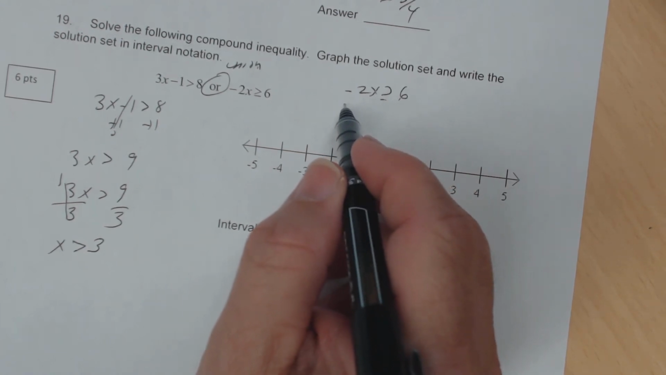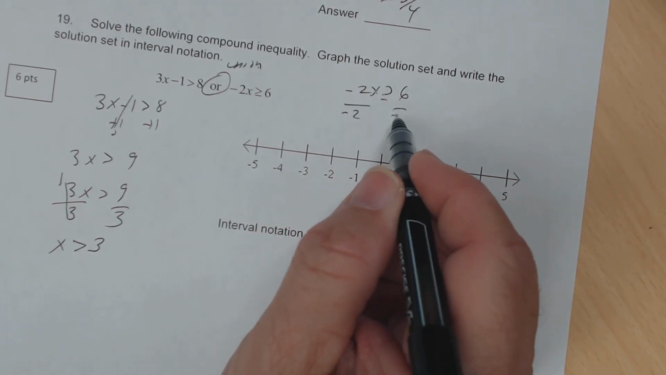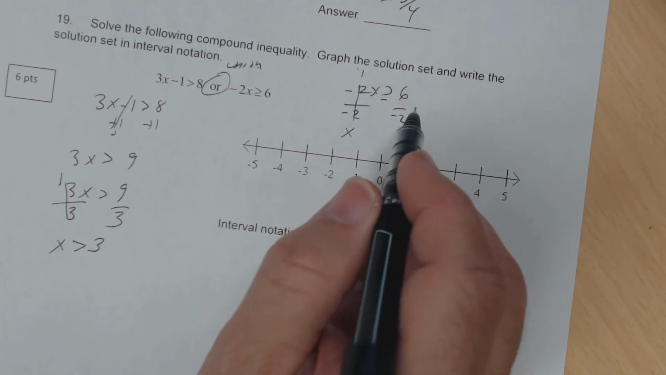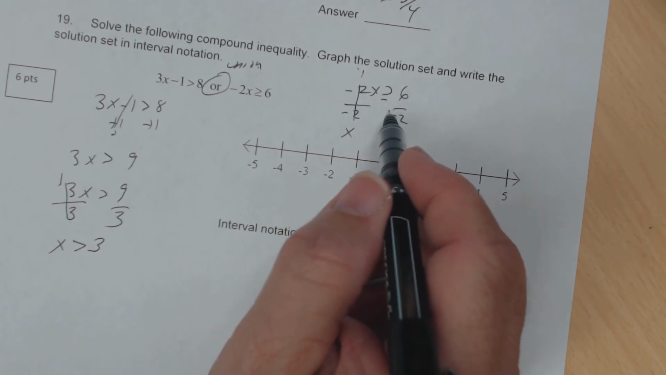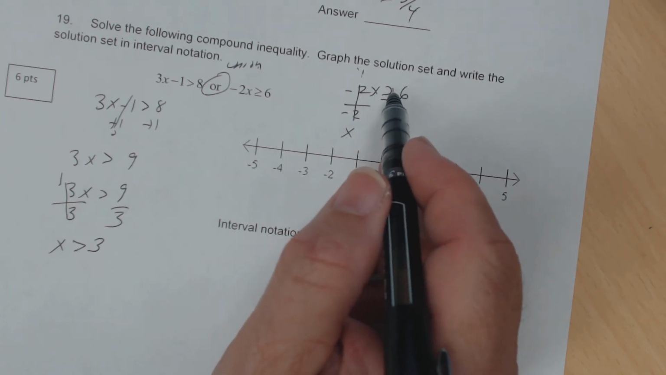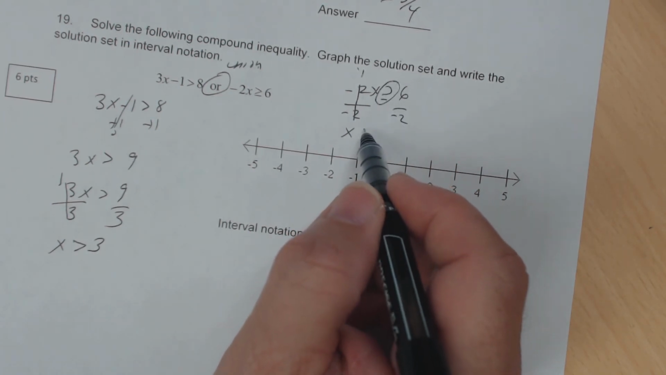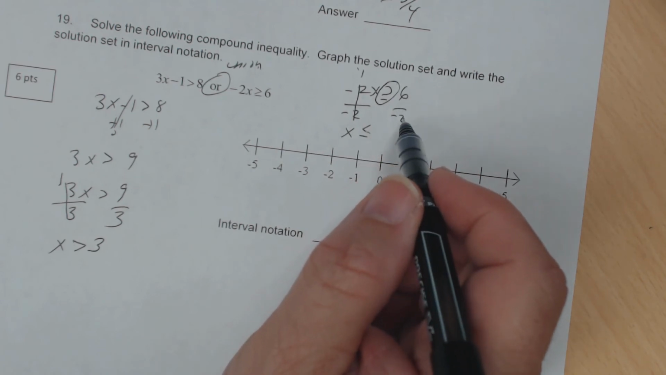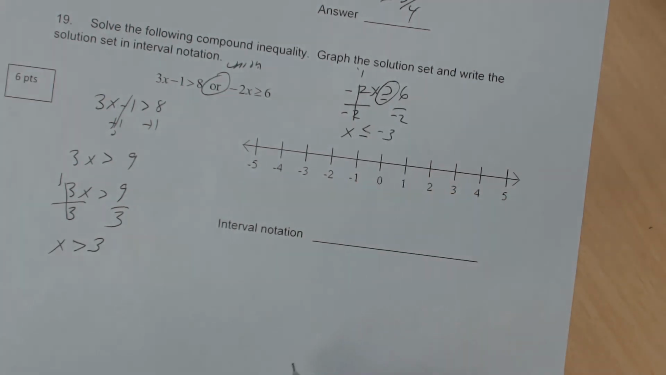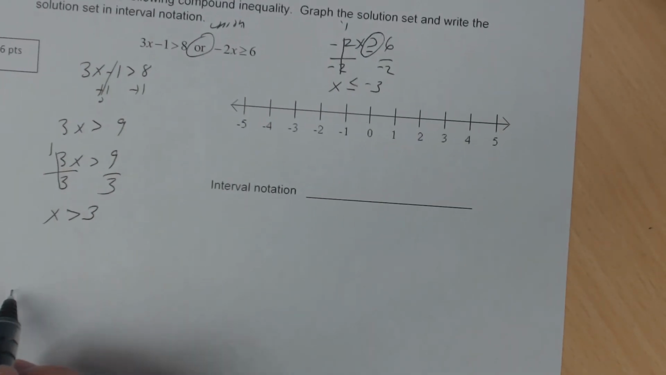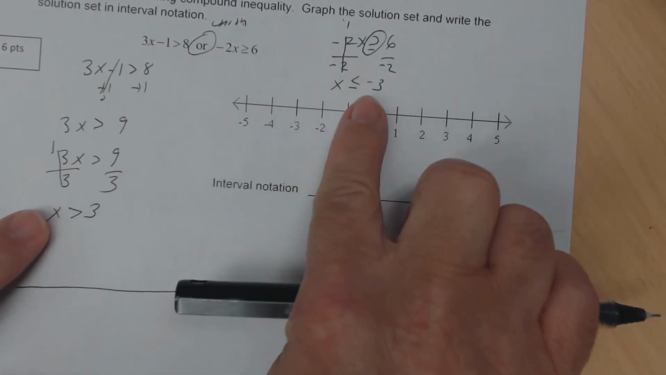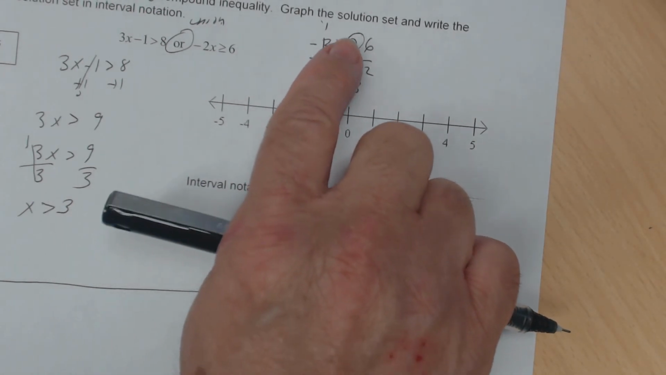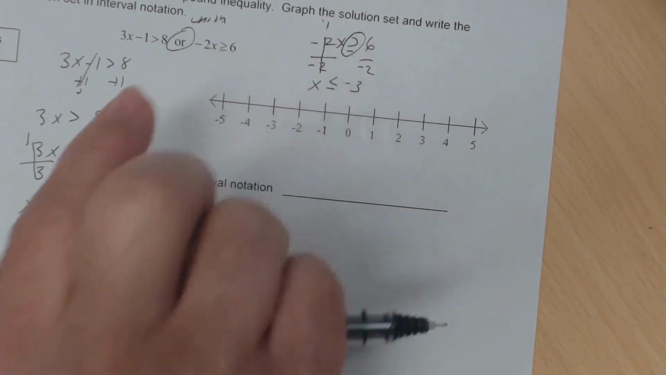Over here, the first step I'm going to do is divide by negative 2. Negative 2 divided by negative 2 is 1. 1 times x is x. But remember, I'm dividing by a negative number. So when you divide by a negative number, you got to reverse the inequality symbol. So x will be less than or equal to positive 6 divided by negative 2, which is negative 3. Now before I go on, any number less than or equal to negative 3 satisfies this inequality right here.